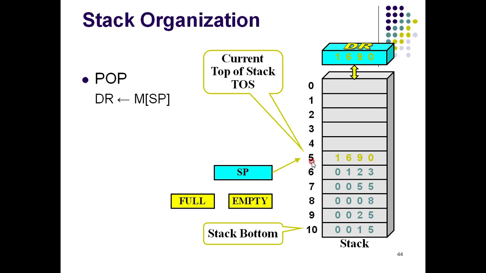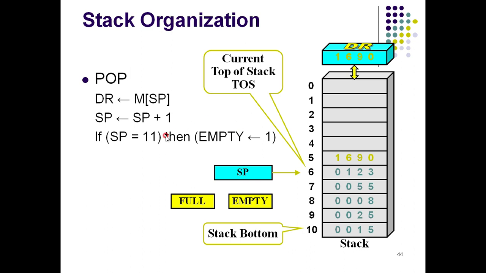So it was earlier at 5. Once the data has been moved to DR, there is nothing left out here. So what should happen now? I should increment my SP by 1. So we have incremented our SP by 1 and right now it is pointing at 6. Okay, that means if my SP is equal to 11, that is, after 10 there is nothing, then we say that the whole stack is empty and we should put empty equal to 1.